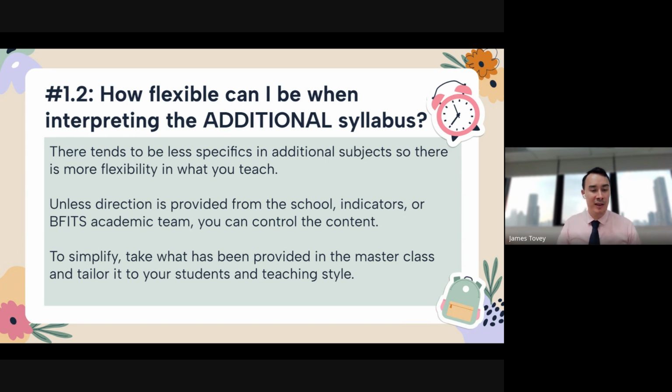All right, so there is a lot more flexibility. You still need to go over those skills, those key points that are required.